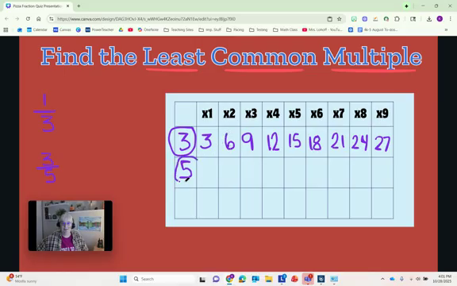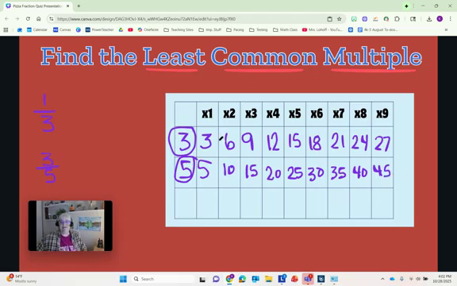Now we're going to do the multiplication facts for 5. Oh, those are fun. 5, it's counting by 5s. 10, 15, 20, 25, 30. Can't even keep up. 35, 40, 45. All right, we've filled out the multiplication facts for 3 and the multiplication facts for 5.